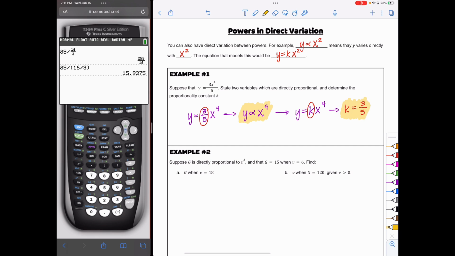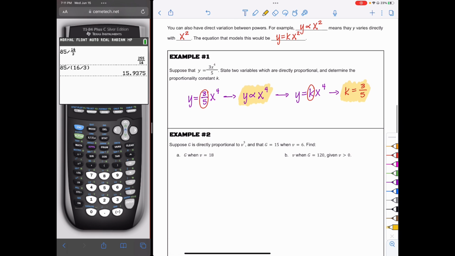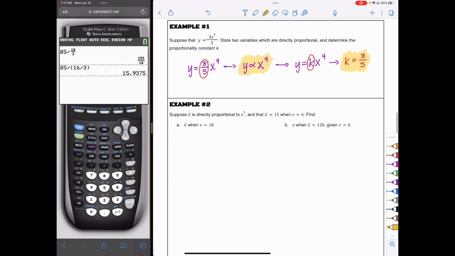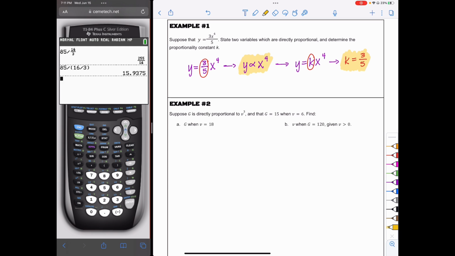So those are my two answers. For example number 2, it says, suppose that G is directly proportional to V cubed. It says when G is equal to 15, V is equal to 6. So for part A, they want us to find G when V is equal to 18.